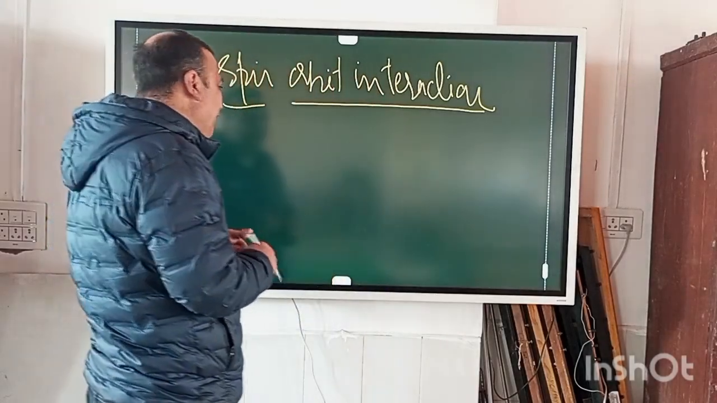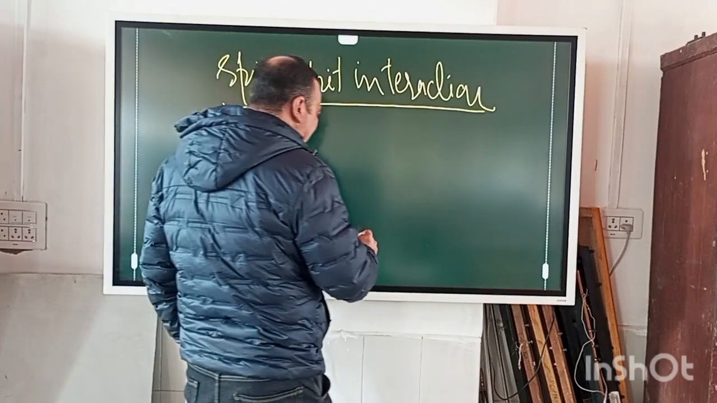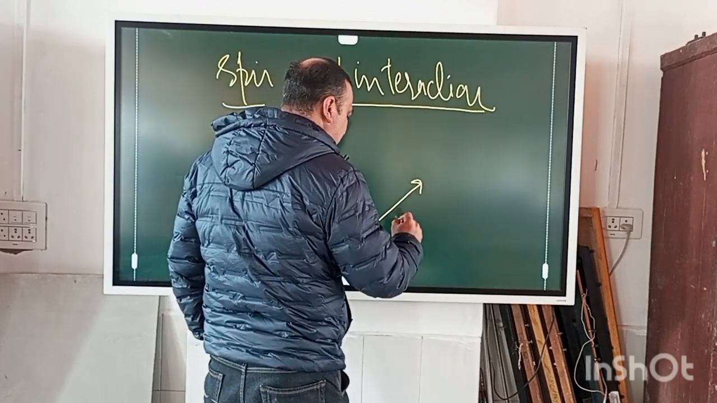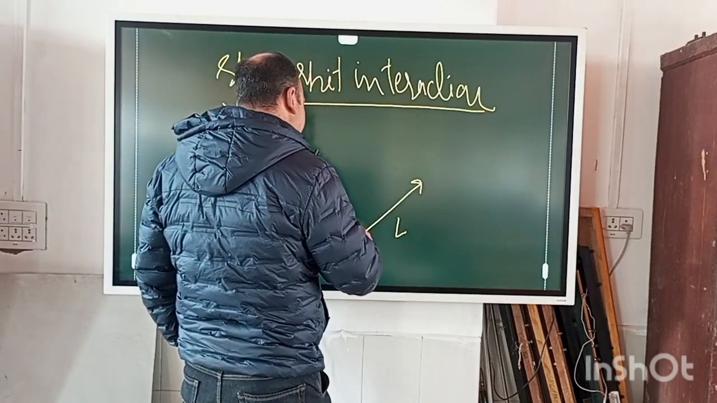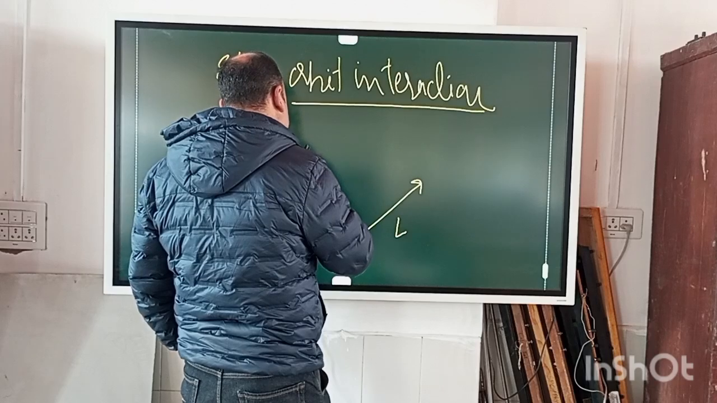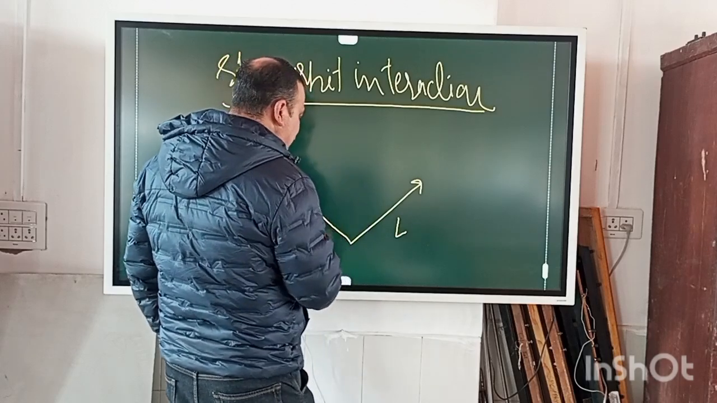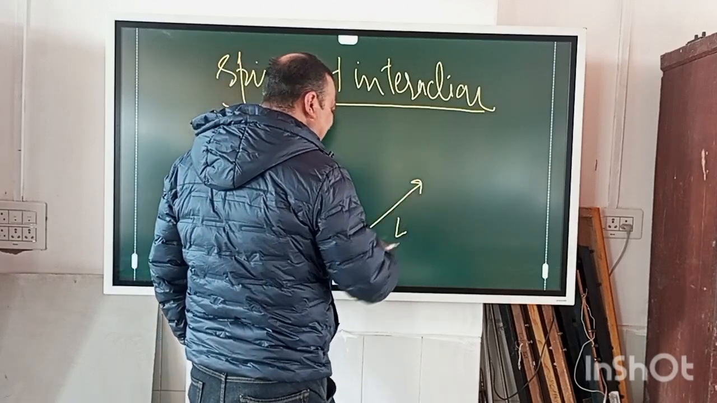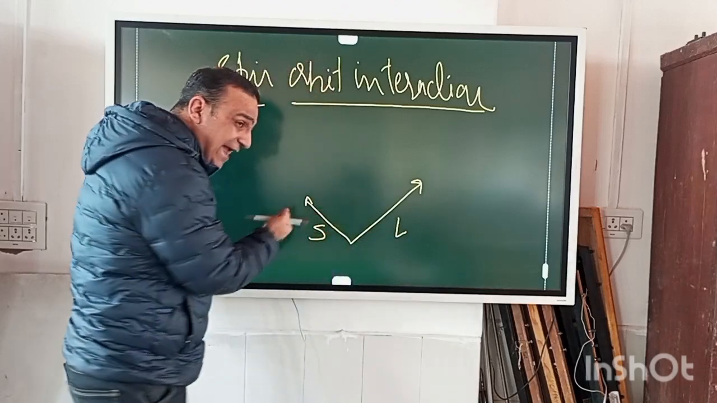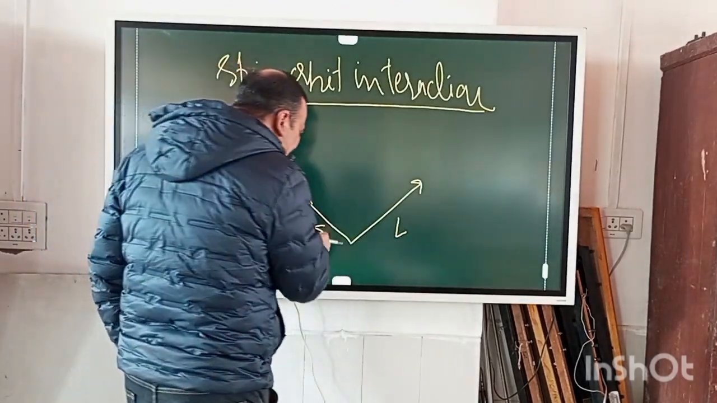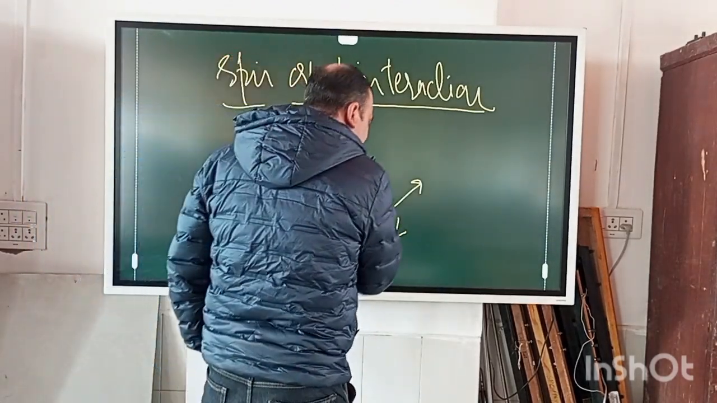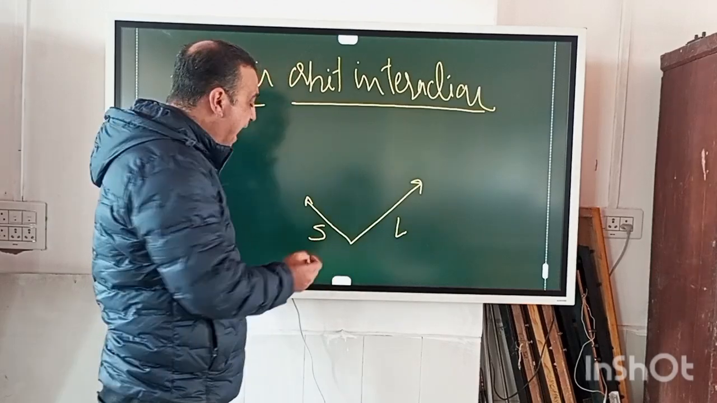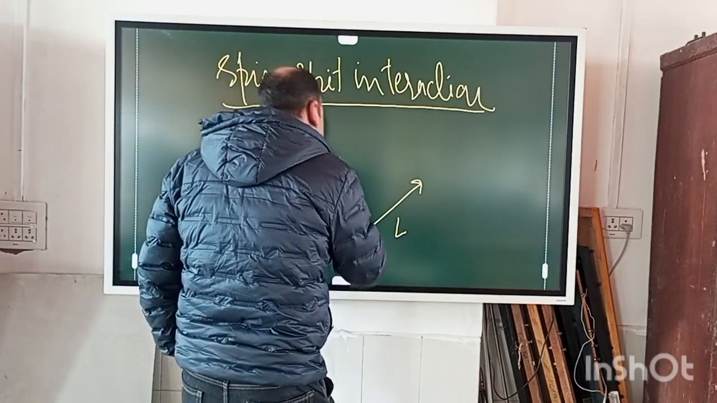So what happens here is, we have L and we have S. L exerts torque on S, and S exerts torque on L, and there is J.